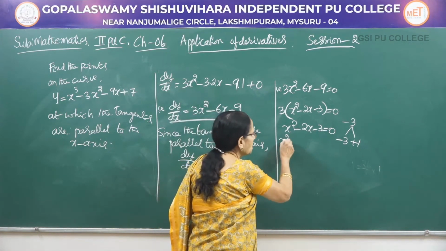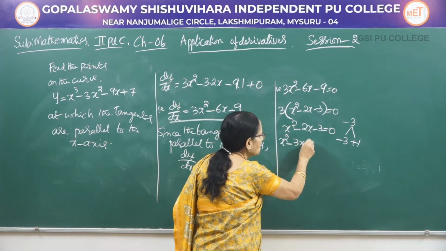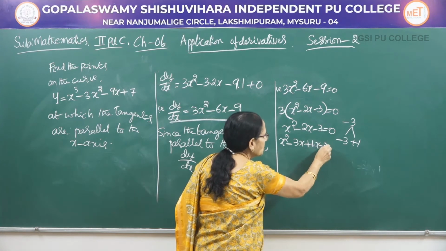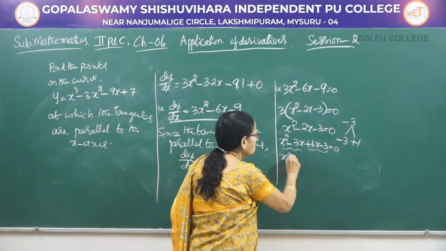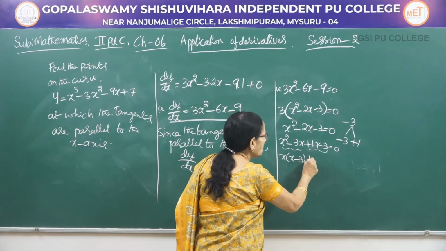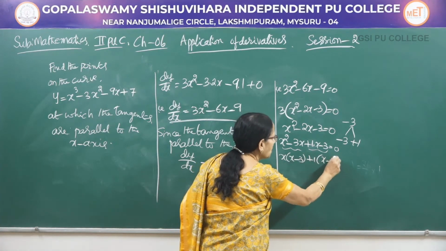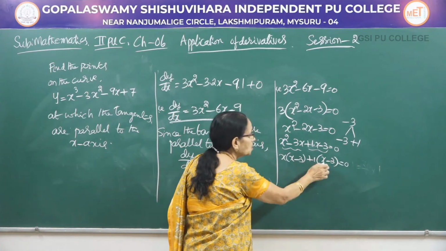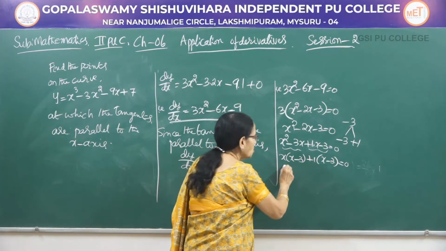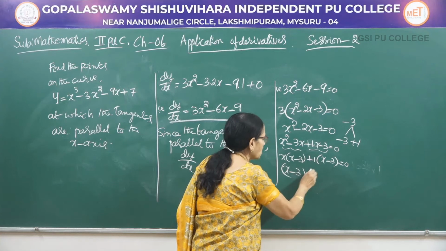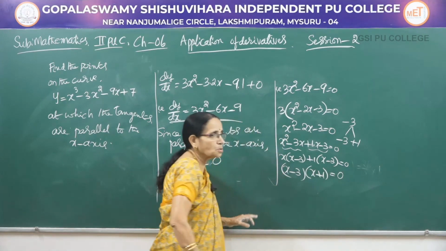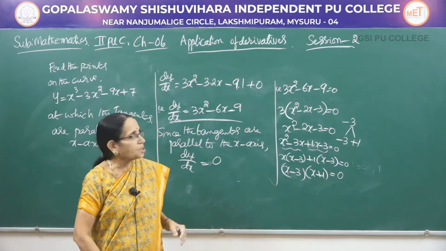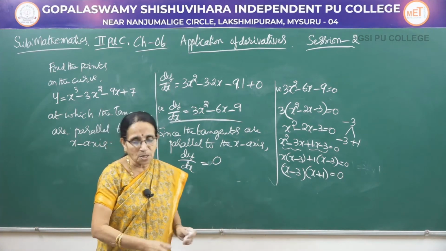So factorize: x square minus 3x plus 1x minus 3 equal to 0. Grouping that one, x into x minus 3 plus 1 into x minus 3. Factorization means these two should be one and the same. Then only we call it a common factor. x minus 3 into x plus 1 equal to 0. So we have done the factorization of the quadratic expression.